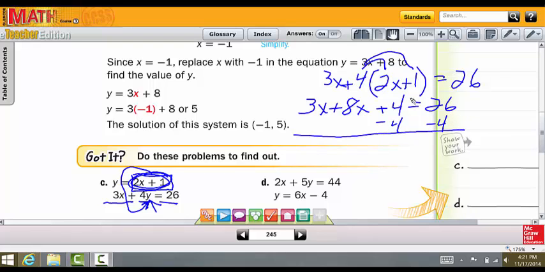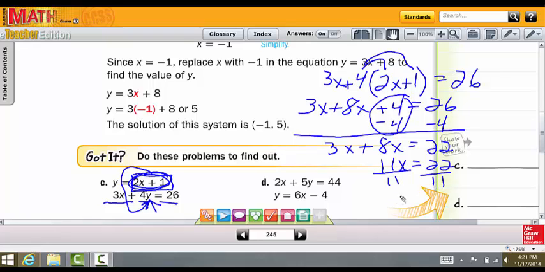so we don't have a constant on both sides. This is a zero pair, so now we have 3x plus 8x equals 26 minus 4 is 22. 3x and 8x is obviously 11x equals 22. So now it's a matter of dividing both sides by 11. And we have x equals 22 divided by 11 is 2. So our first coordinate is going to be 2.